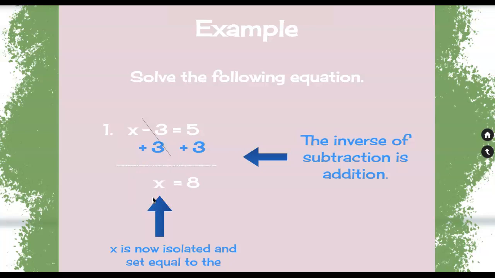Now, as we've already talked about in previous lessons, we need to make sure we are balancing our equation. So whatever is done to one side must be done to the other. So because I added 3 on the left, I'm now going to come on the right and add 3. And this is going to get us x equals 8. Now you can see x is isolated and it is set equal to the answer.